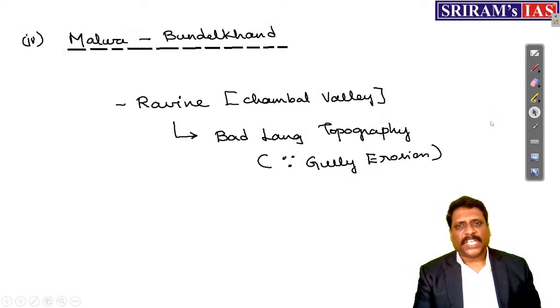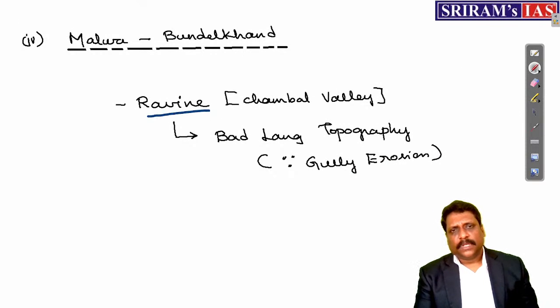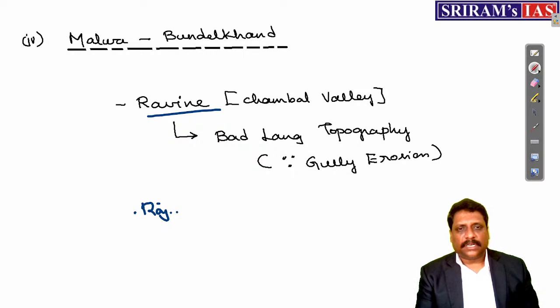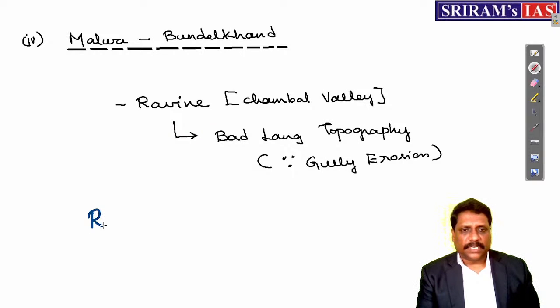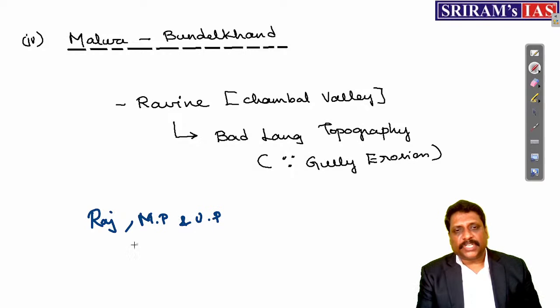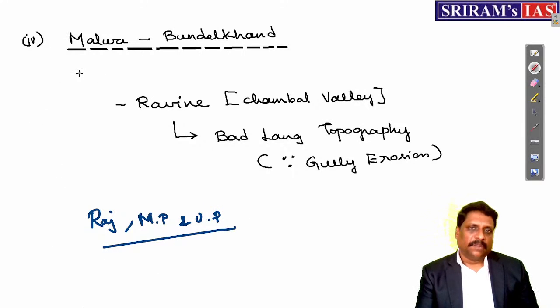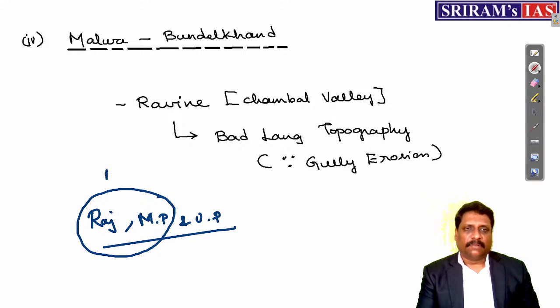Now, coming to Malwa and Bundelkhand, you are almost at the tri-junction between Rajasthan, Madhya Pradesh, and, for example, Uttar Pradesh. So Rajasthan, Madhya Pradesh, and Uttar Pradesh, the tri-junction, this is the place where exactly we have this Malwa and Bundelkhand plateaus. Rajasthan and Madhya Pradesh side, you have this Malwa plateau. Whereas Madhya Pradesh and Uttar Pradesh side, you have this Bundelkhand plateau.